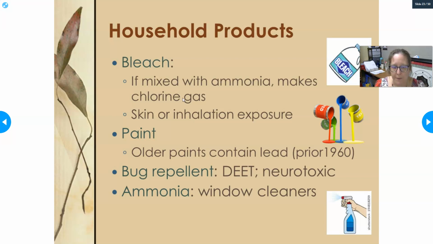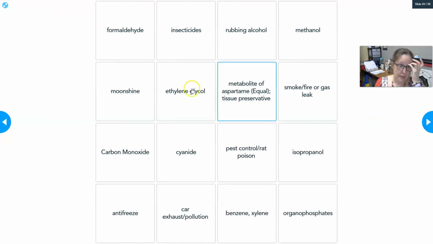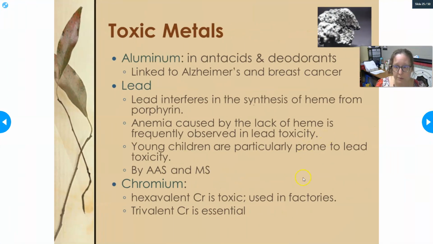Bug repellents contain DEET, which is a neurotoxic, and ammonia is contained in window cleaners. So all of these are things that you definitely want to limit your exposure to. This is a little activity for my class to match up some of these.